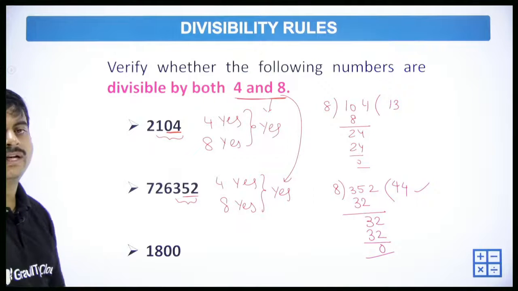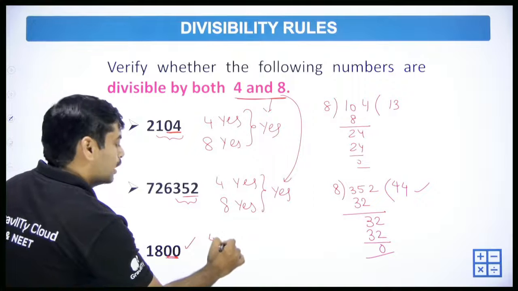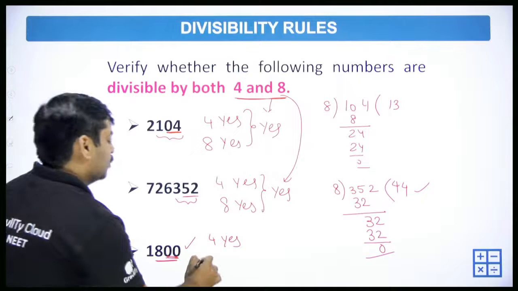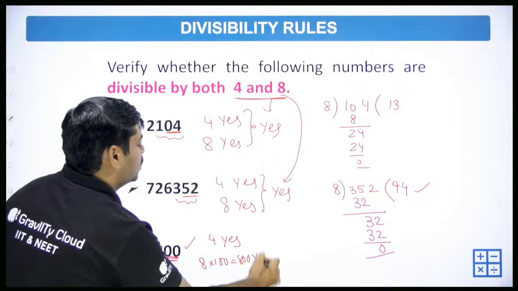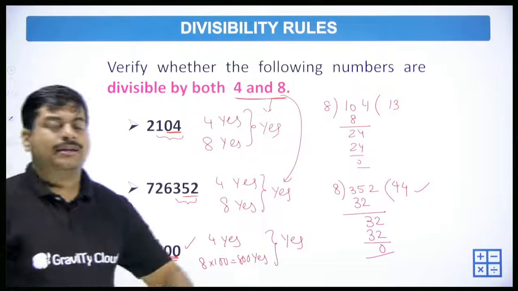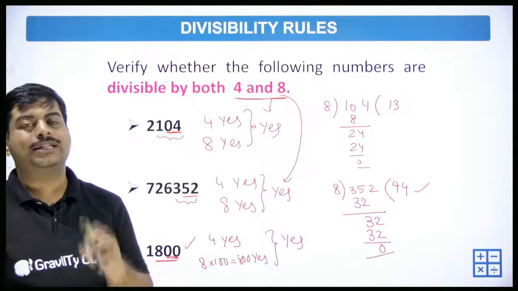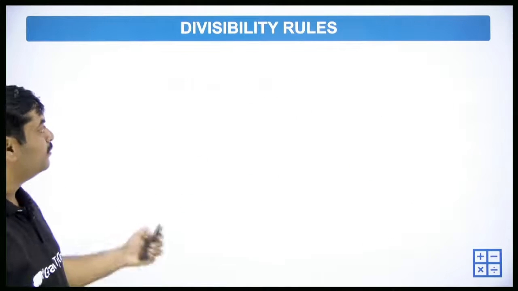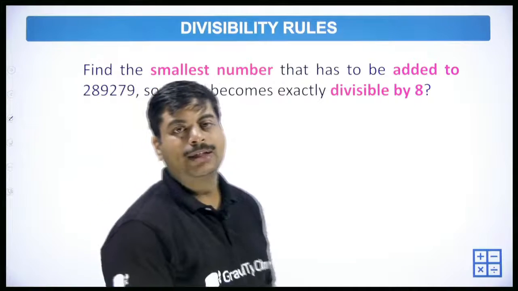In the same way you can go for 1800. 1800, 800, yes with 4. Okay, 0 is also a multiple, 4 into 0 is 0. 800, 8 into 100 is 800. So yes with 800 also, 8 also it is yes. So we can say that yes, it is divisible by both 4 and 8. See, we are not actually dividing each and every number. We are just following some logics to identify whether numbers are divisible or not, right? So we have few more applications, so this one you can take as a take-home assignment.